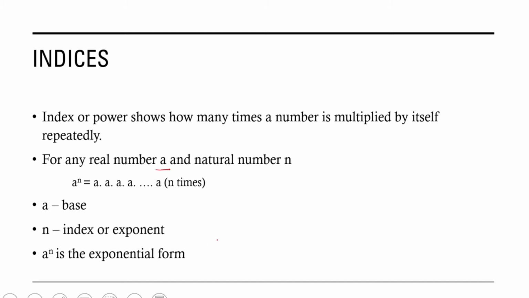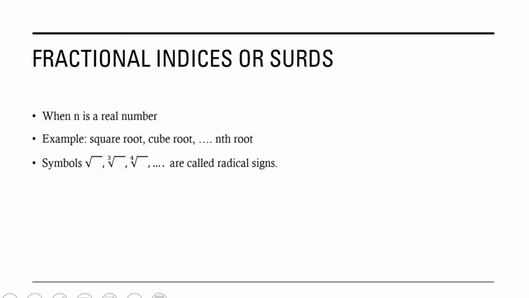Now, let us see the case where this n is any real number. There we had n is a natural number and a is a real number. So, say for example, a raised to 2 is equal to a into a, that is a is multiplied by a twice. So that is a square. Similarly, a raised to 3 or a cube is a into a into a, which is 3 times, up to n times.